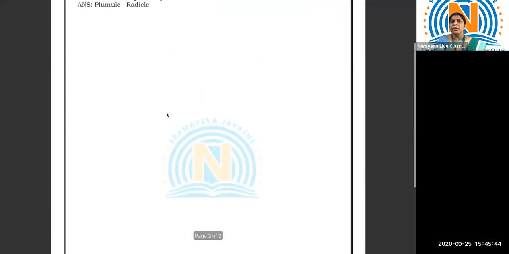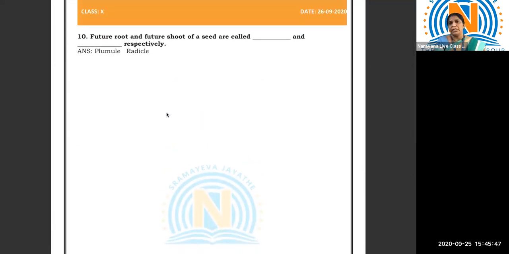Then tenth question, the future root and future shoot of a seed are called dash and dash respectively. The future root and future shoot of a seed are called plumule and radicle respectively.